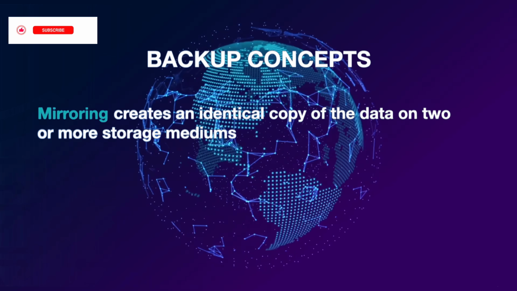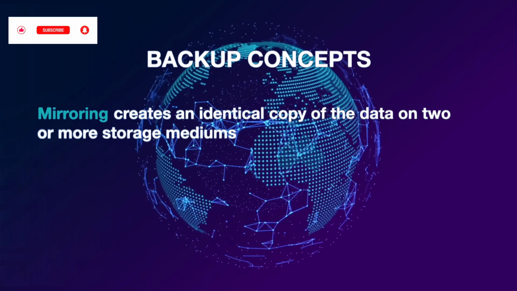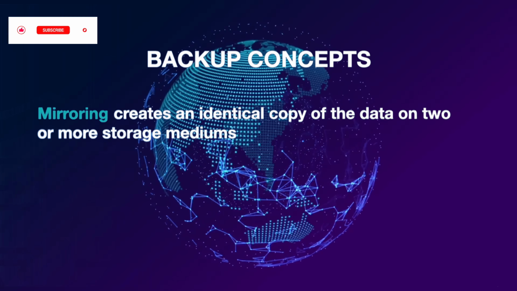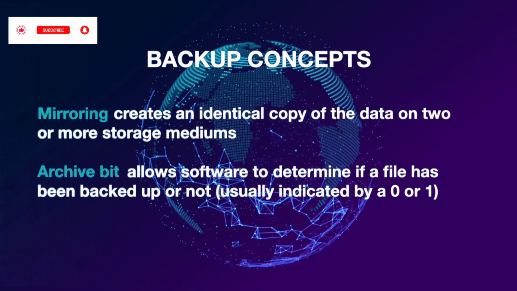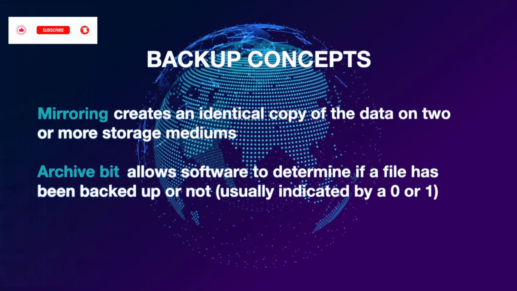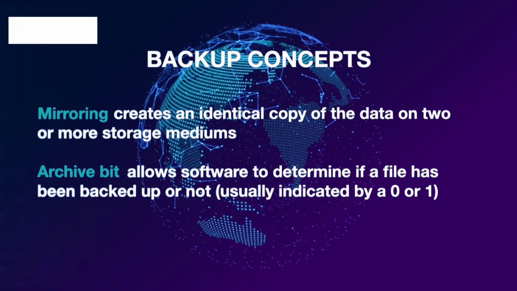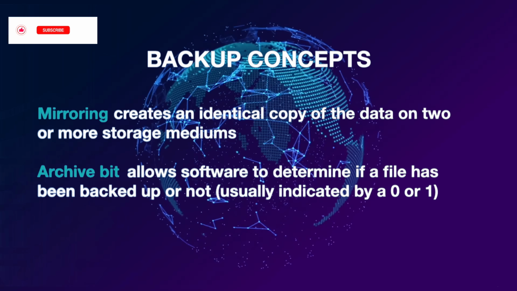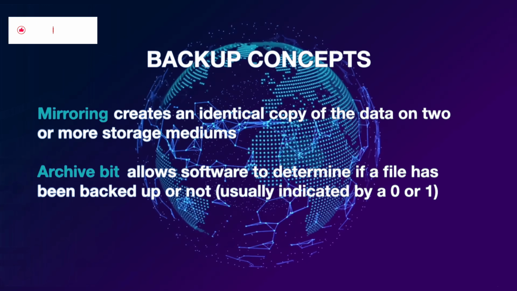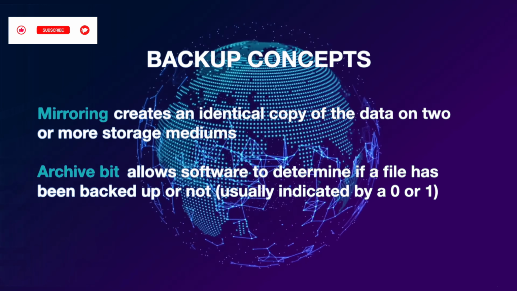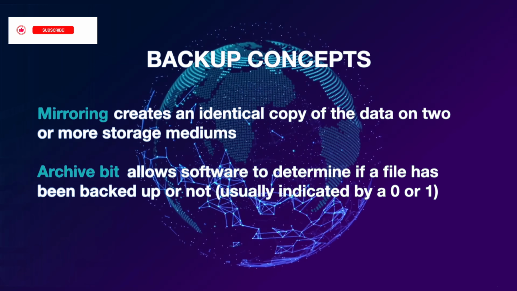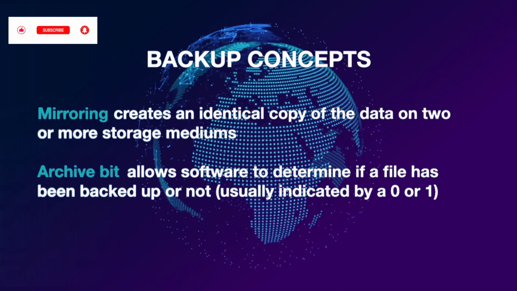The other concept you need to be familiar with is the archive bit, also called the backup bit. This allows a software utility to determine if a file has been backed up or not, and this is usually indicated by 0 or 1. If the backup bit or archive bit has been set to 1, then the file needs to be backed up because it has changed at some point since the backup was last performed.